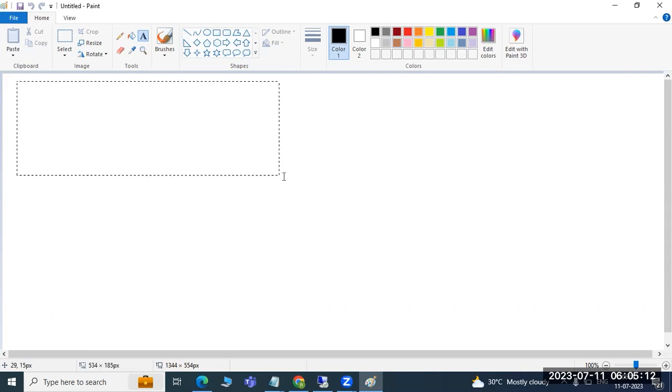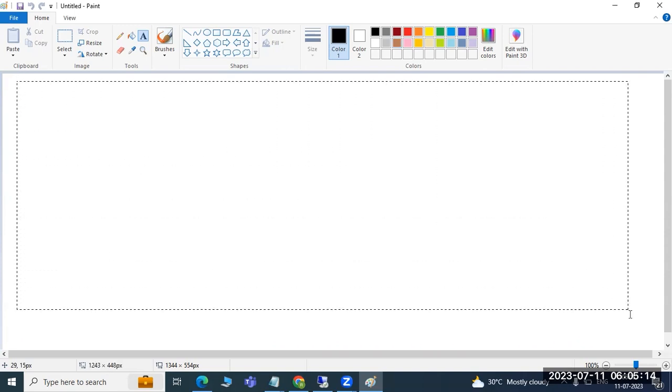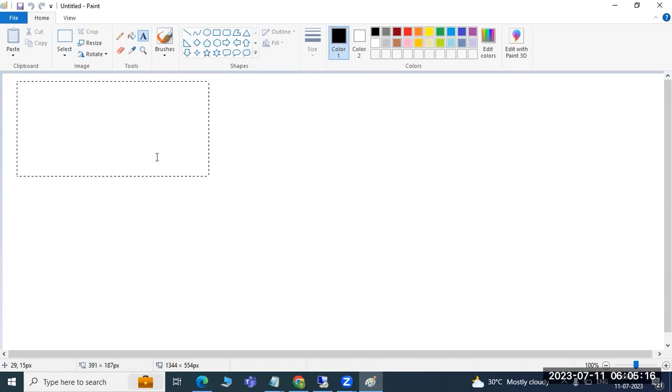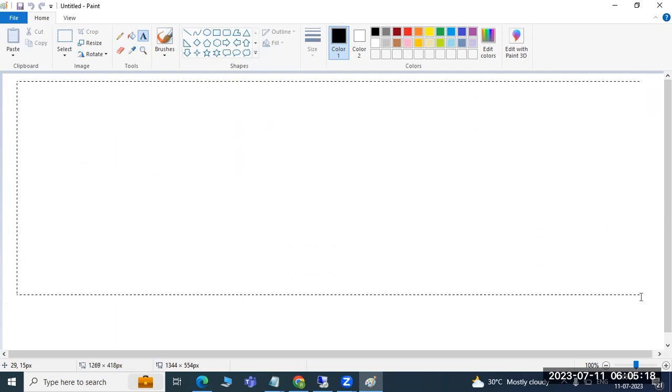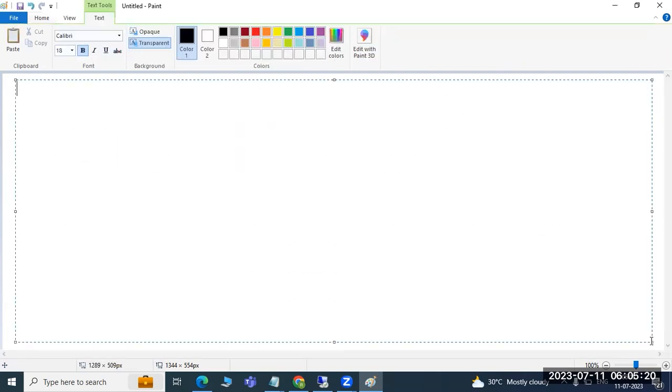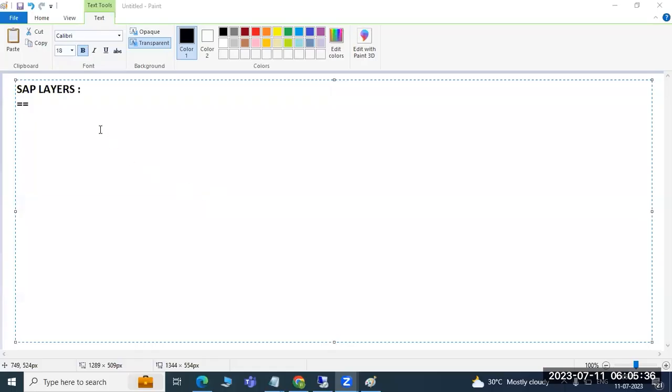So let's discuss the layers in SAP. SAP layers are very important. These basics are very important to discuss the other topics on the SAP Basis side. So, layers in the SAP.